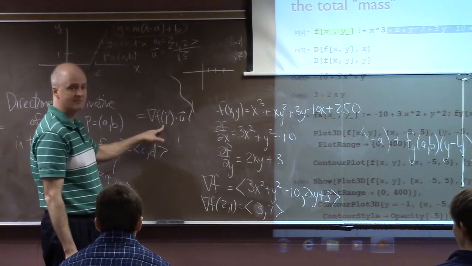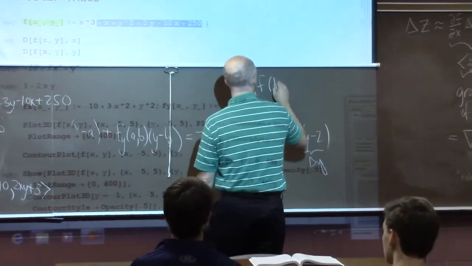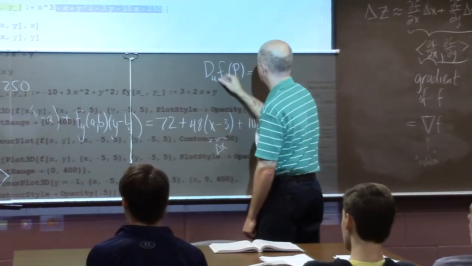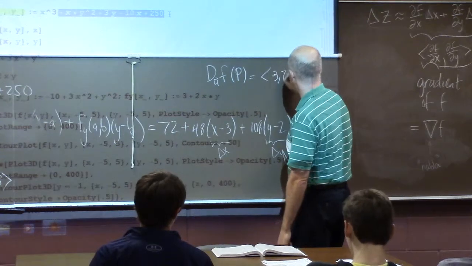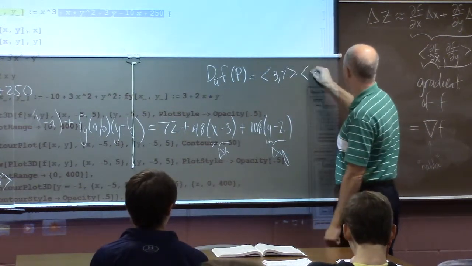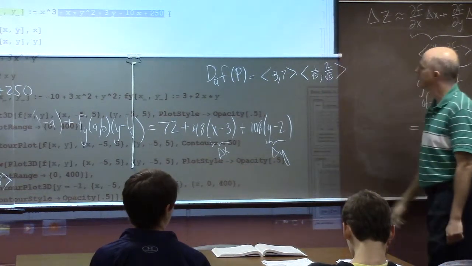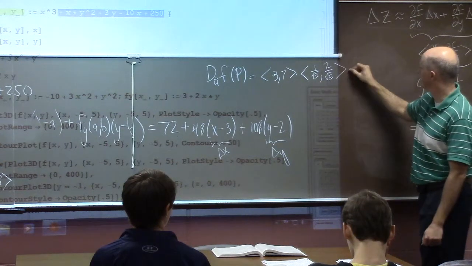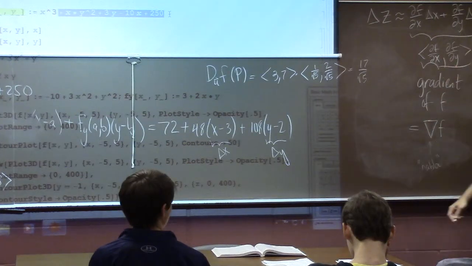Let's do this dot product. So the directional derivative at the point in question is going to be the dot product of 3, 7 with 1 over root 5, comma 2 over root 5. That'll be 3 over root 5 plus 14 over root 5. That'll be 17 over root 5. Which will be between, what, 6 and 8.5, somewhere between those.